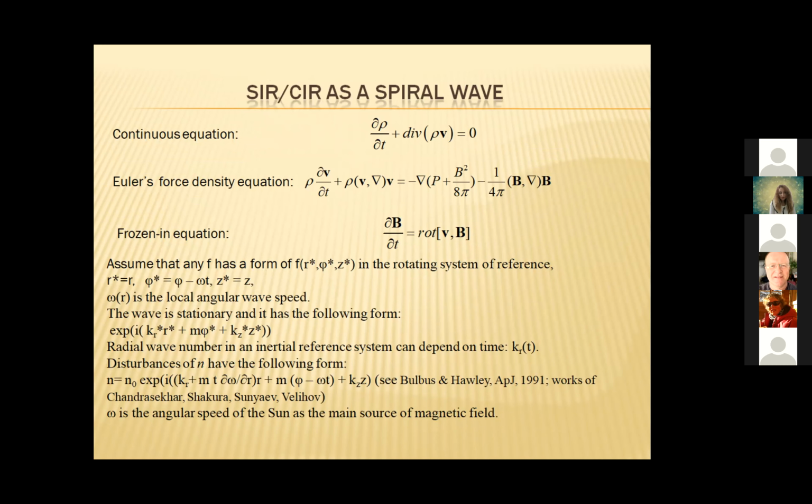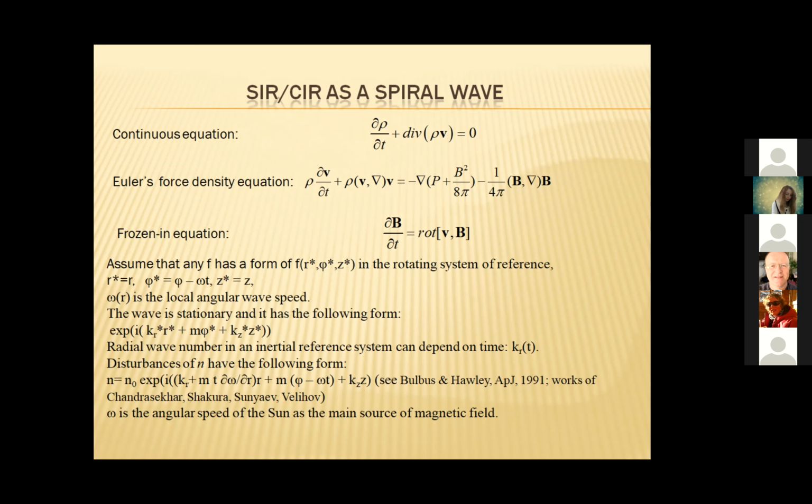We can describe the motion of the plasma using the standard equations of magnetohydrodynamics. You can see it here, and we can suppose that the rotation of the magnetic field is the main source of all disturbances. Then you can choose a system of reference in which all the values are stationary. All values have this form in that system of reference. They do not depend on time.